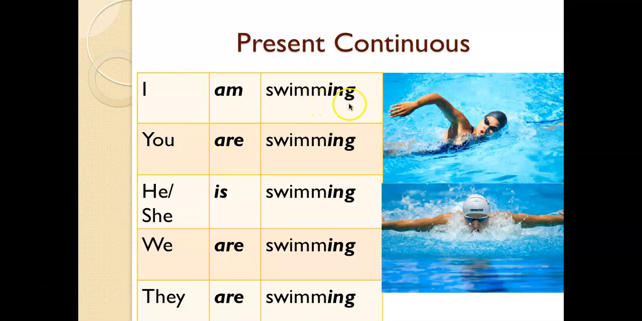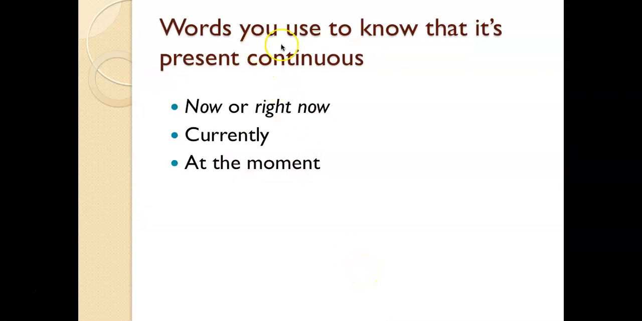And if you look over here, present continuous, it would have ing. So if it's present continuous, the verb has to end in ing. Okay, as you can see here, all the verbs end in ing. Okay, words you use to know that it's present continuous. So now, right now, when you see those words, they are clues actually. Well, you won't see them at the same time. So I would just say they would be a clue, okay? Because you would either see now or right now, not together in the same sentence. So that would be present continuous.